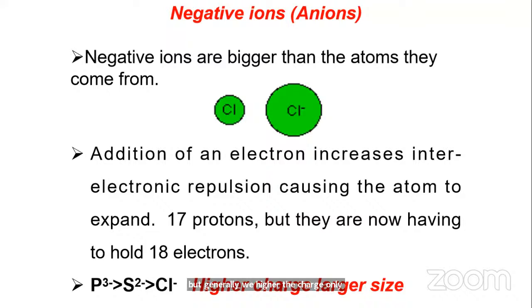Please note that these are all for isoelectronic species, that is, ions that have the same electron configuration. Phosphorus 3-, sulfur 2-, and chlorine-, all of them have 8 electrons in their valence shell, and the total number of electrons in those ions is 18 each. So we are looking at isoelectronic species. Please don't compare ions that have different electron counts.